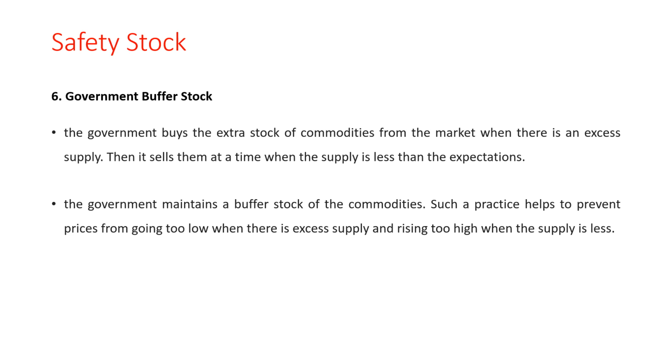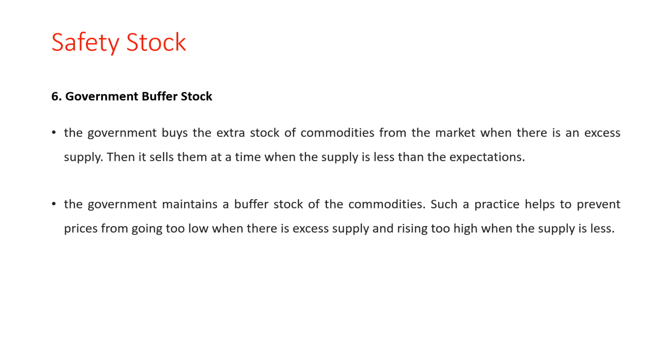Then the next method is the government buffer stock. Along with the business use of the buffer stock, the term is also used in the context of government buying and selling for the social good. Usually the government buys the extra stock of commodities from the market when there is an excess supply.